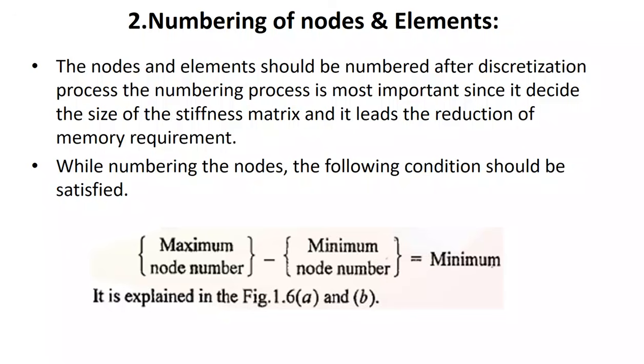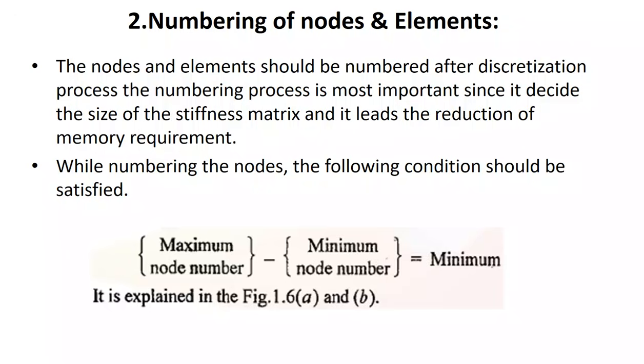This is important for finding the stiffness matrix and then for the solution of the problem. The nodes and the elements should be numbered after discretization. So once you have completed the discretization process, you give numbers to the nodes and elements.